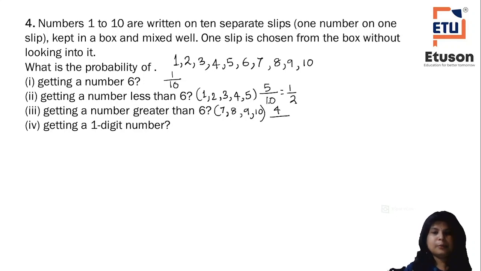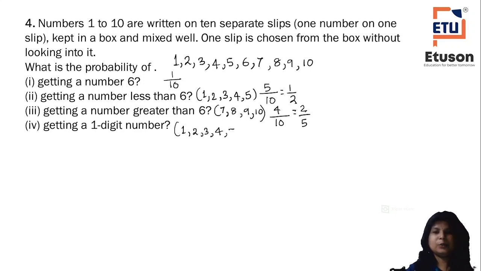What is the total number of outcomes you have? So that will be in the denominator. So 4 by 10, if you bring it to the simplest form, it will be 2 divided by 5. Correct or not? Now, getting a one digit number. So except 10, all are one digit numbers. Correct or not? So what are the possible outcomes here?